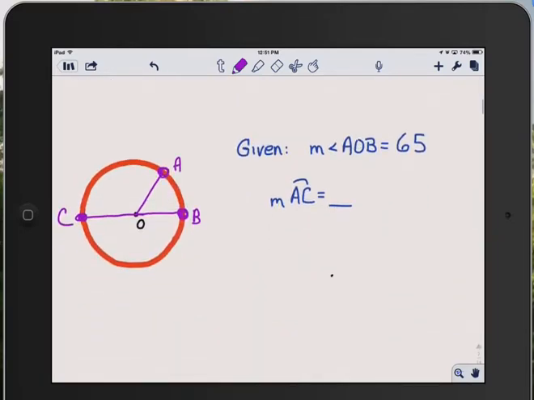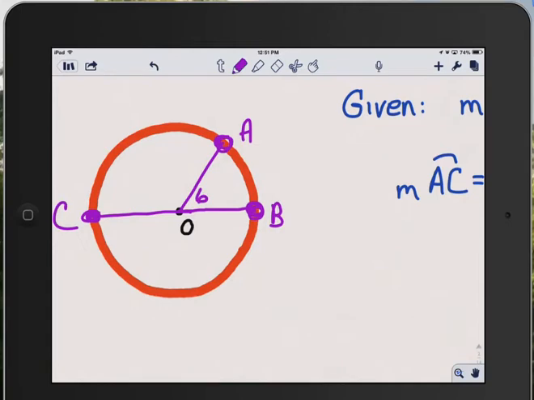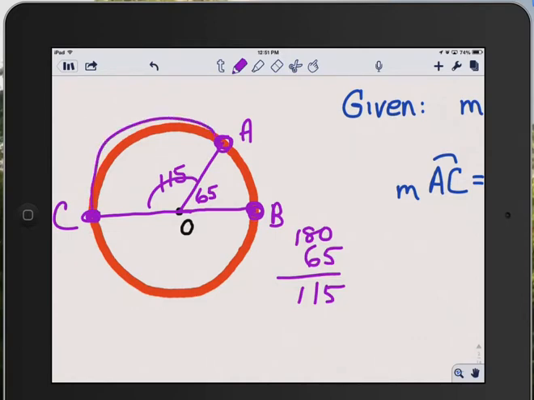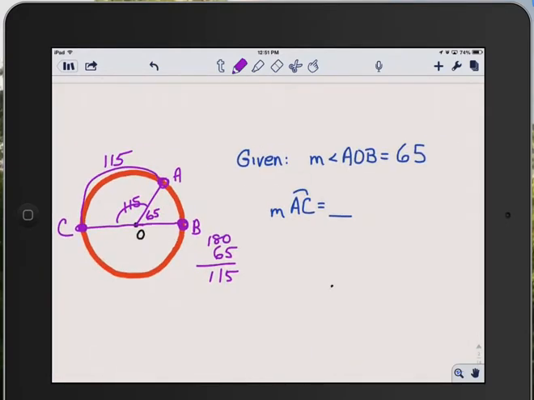Next problem. Another diagram that has a couple of central angles in it says if the measure of angle AOB is equal to 65, so that's this angle, the angle adjacent to it, angle AOC, this angle is its supplement, so you subtract 65 from 180 and you get 115. So if that angle is 115, that's a central angle, and therefore its arc AC is also equal to 115. So the measure of a central angle equals the measure of its arc, or the other way around.